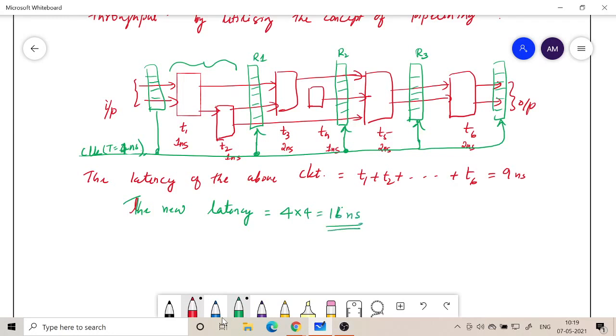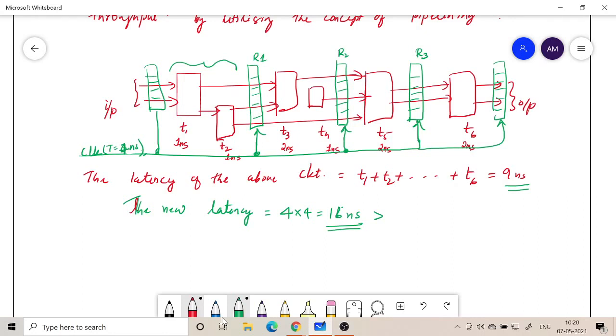Okay, so we may say that that is bad. We had a better, speedier operation earlier, which was only 9 nanoseconds, but now after introducing the flip-flops and operating them using a clock with a period T equal to 4 nanoseconds, we are getting a 16 nanosecond delay from input to output. That's not good. But the fact is that that's not the end. That's where the pipeline comes in. So pipeline can now be introduced.